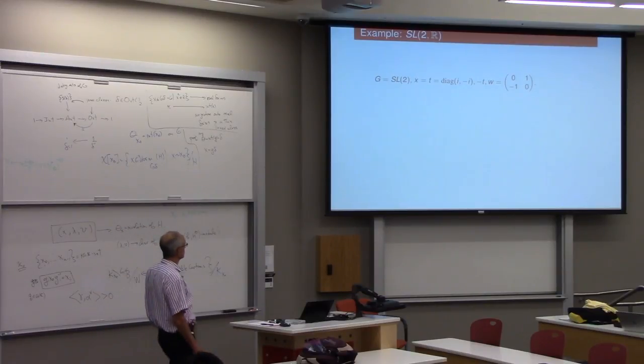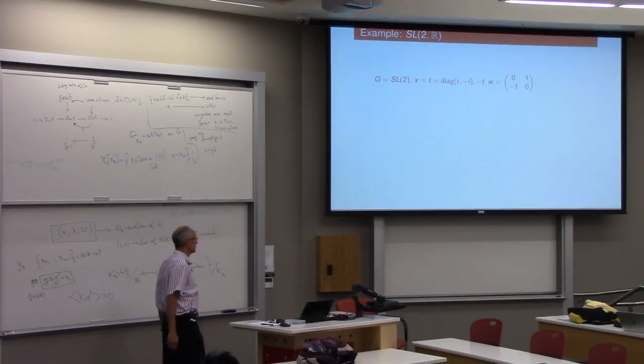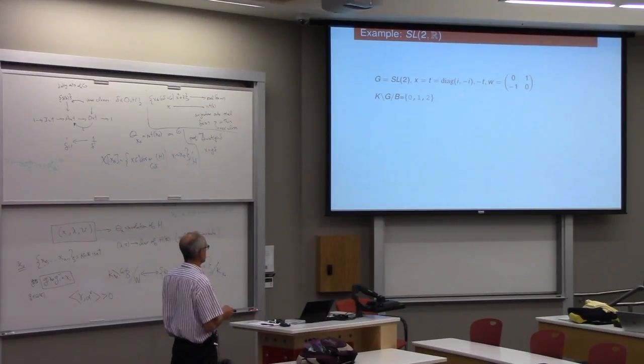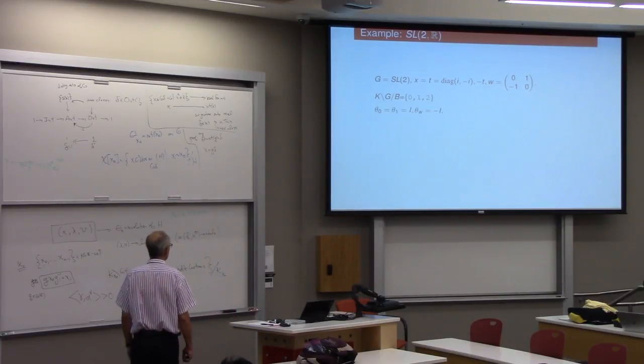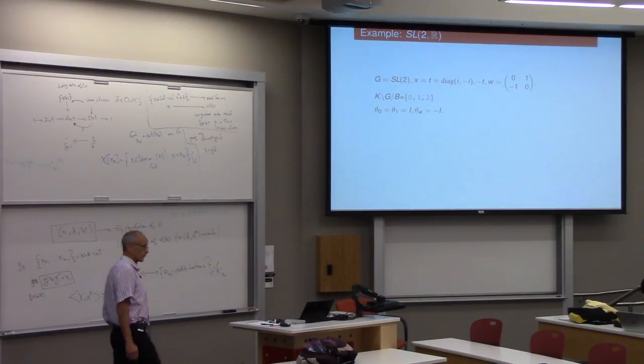All right, so now let me illustrate this with an example. Let's take SL2, and the KGB space has three elements: T, which is the diagonal, then minus I, minus T, and W. You've seen that before. In Atlas, KGB is labeled 0, 1, and 2. Theta 0 is shorthand for the theta for KGB element 0. Theta 0 and theta 1 are both the identity. These act trivially on the Cartan. And W is acting by inverse on the Cartan. So on the level of the Cartan, the status of W is minus the identity. It's acting by minus 1. Okay?